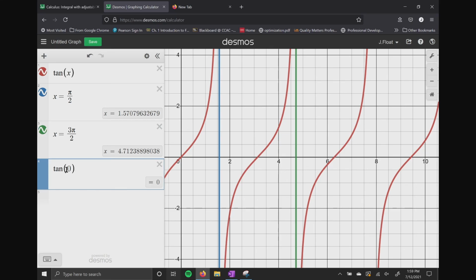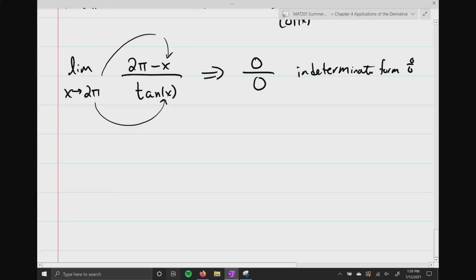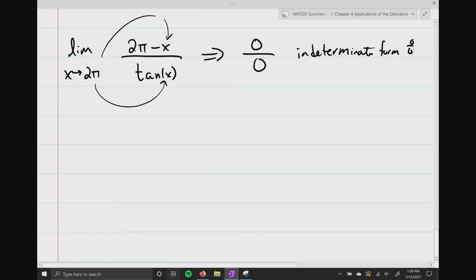So what I'm going to do is come back to here, and we're going to go ahead and apply L'Hopital's rule. So the limit as x approaches 2 pi. Now we're going to take the derivative of the numerator. Well, the derivative of 2 pi is a constant, 0. The derivative of negative x is going to be negative 1. And then the derivative of the denominator, tangent x, is going to be secant squared x.